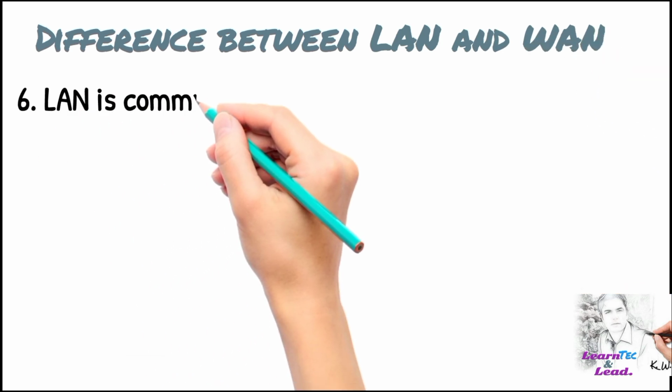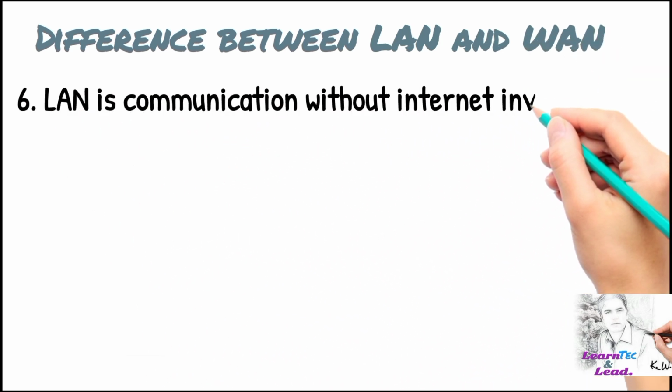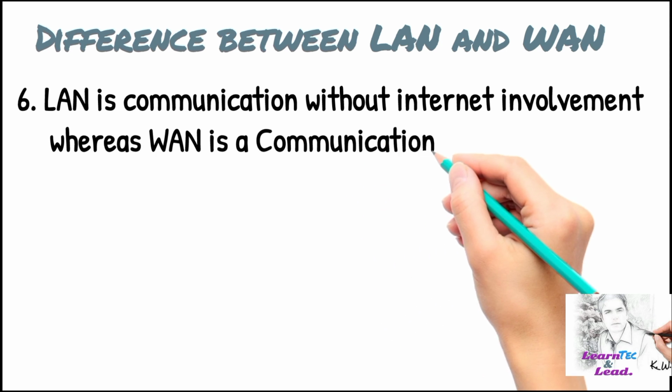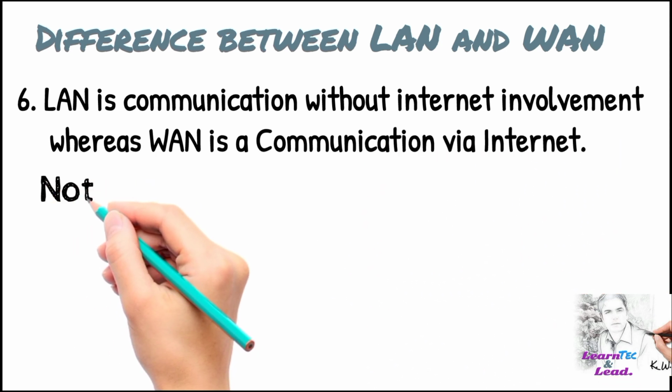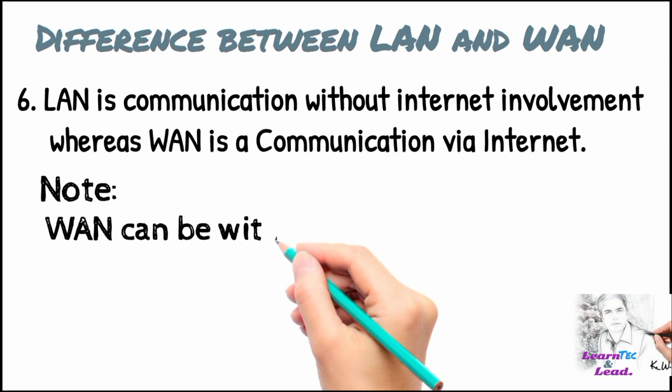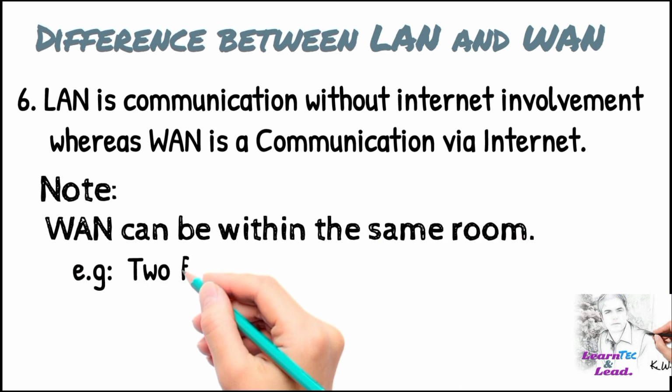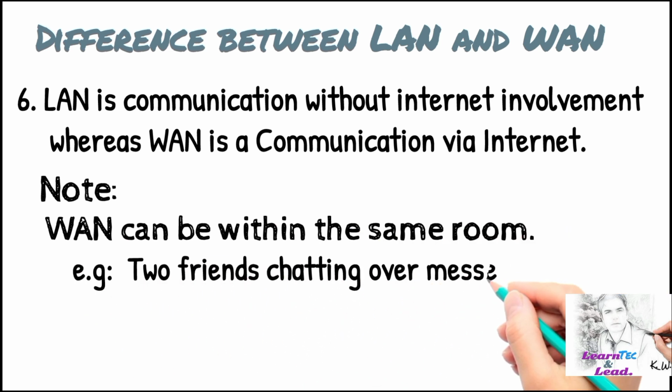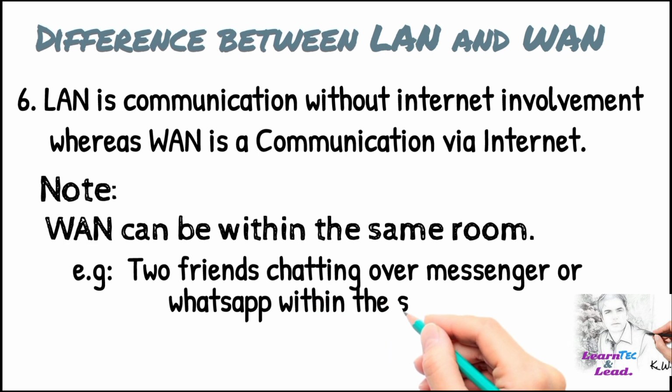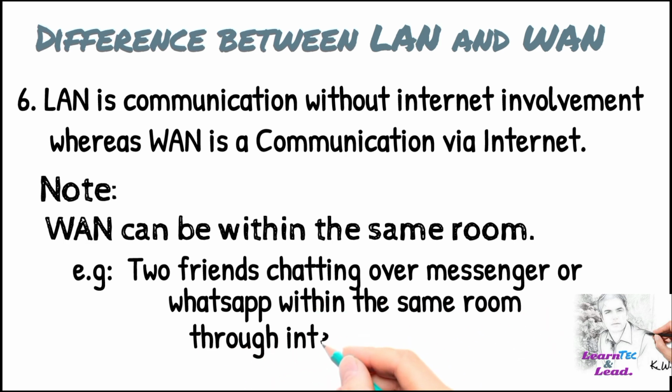LAN is a communication without internet involvement, whereas WAN is a communication via internet. Note: WAN can be within the same room. For example, two friends chatting over Messenger or WhatsApp within the same room through internet.